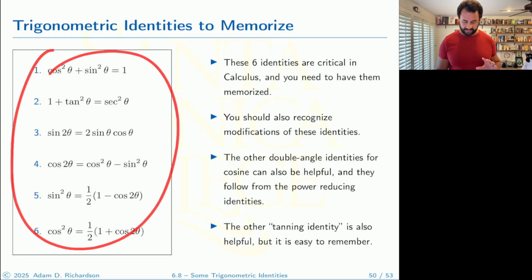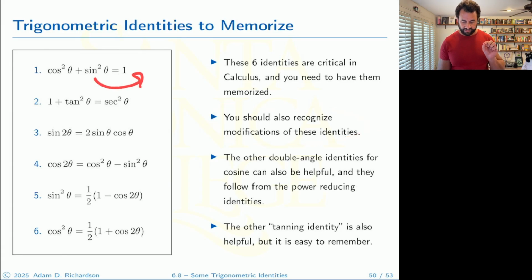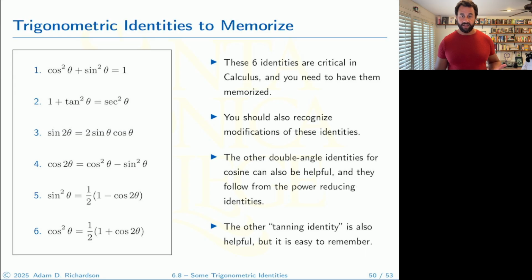So memorize these and then recognize the slight modifications, like moving sine over here or something like that, because that's how they'll show up. The other double angle identities for cosine can be helpful, and they follow from the power reducing identities. So there's that. The other tan identity can be helpful, but again, if you know this one, 1 plus tan squared is secant squared, you get the second one for free: 1 plus cotangent squared is cosecant squared. That's it.